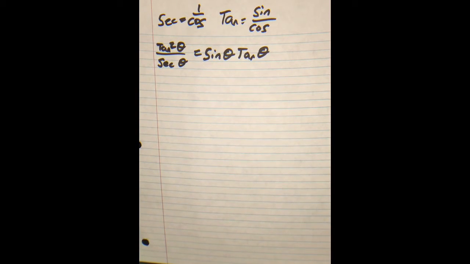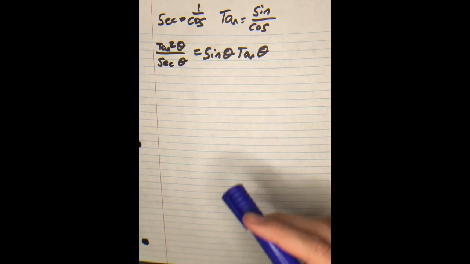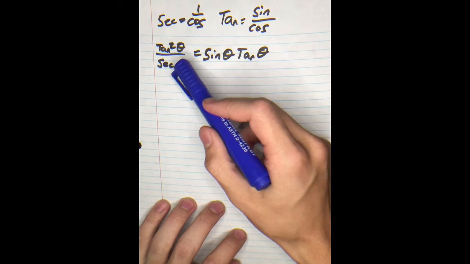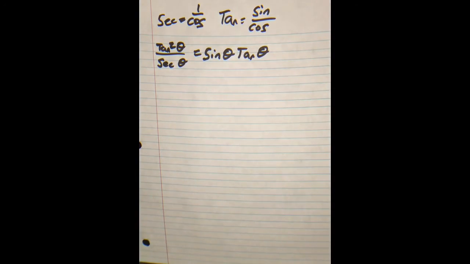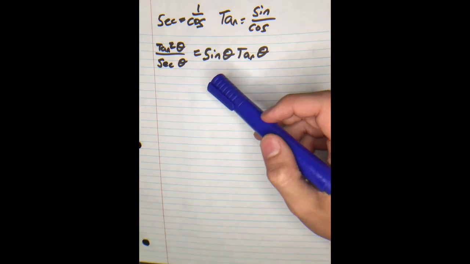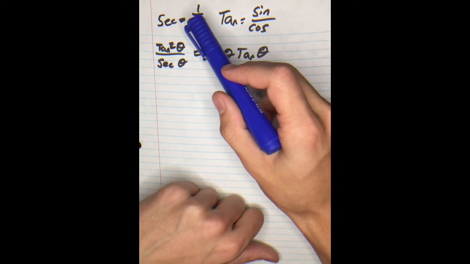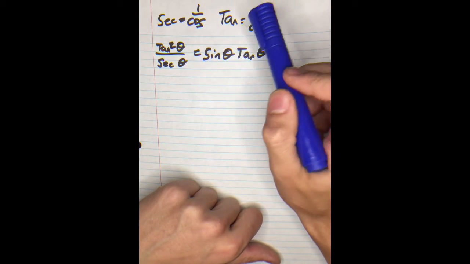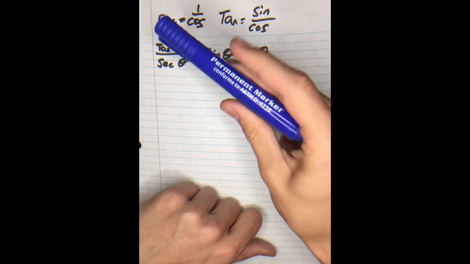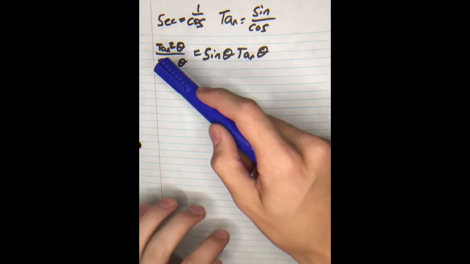Hey guys, alright, right now we're going to try and prove this identity. So we have tan squared theta over secant theta equals sine theta times tangent theta. So we're going to use the two top identities, secant equals 1 over cosine and tangent equals sine over cosine, to help prove that this equals this.